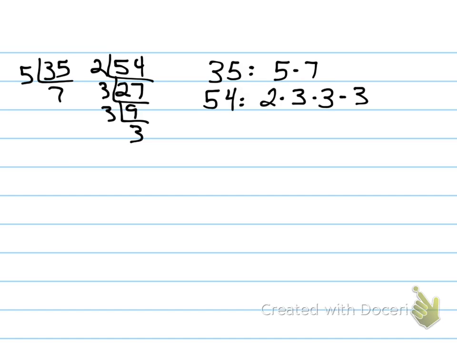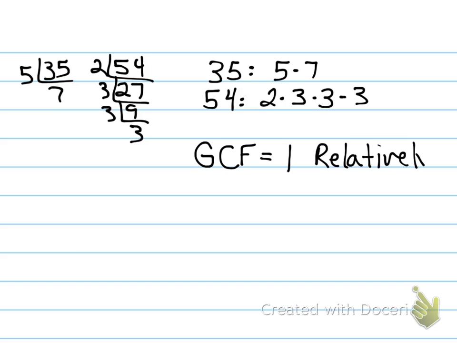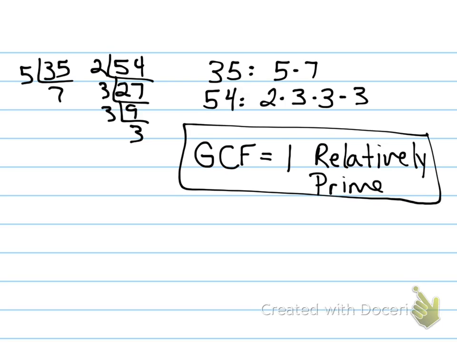What are my common factors? Do I have any? Do I have any common factors? There's nothing in common. I have no common factors except my understood 1. So if there's nothing I can pair up, I'm going to say exactly. GCF, you have to have both parts to this to get full credit on your quiz on Monday. Okay? GCF is 1, and I'm going to say relatively prime. You have to say that they're relatively prime. I want you to be able to recognize that if the GCF is 1, the numbers are considered relatively prime.